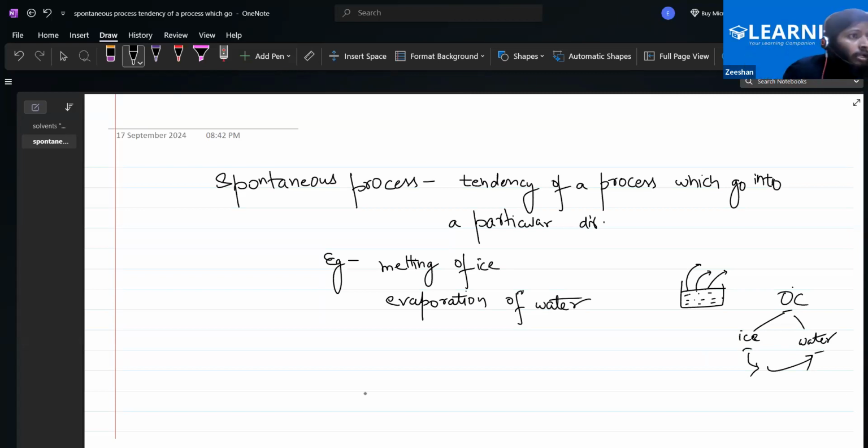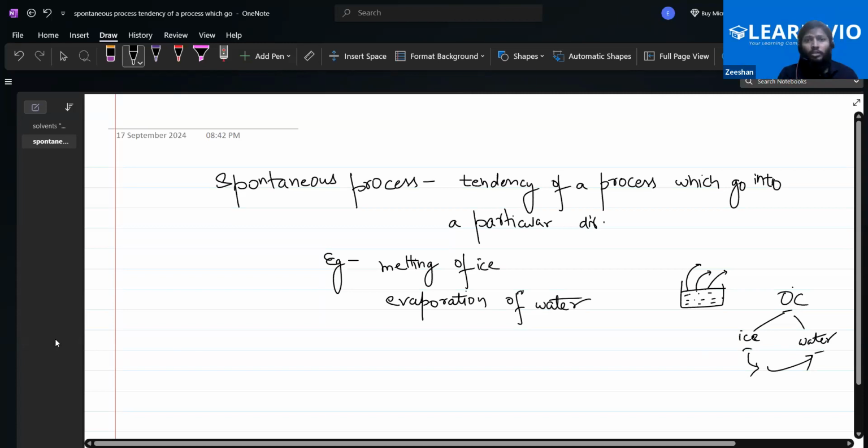So, a spontaneous process is the tendency of a process which goes in a particular direction by itself. This is important: by itself, or by a little push.